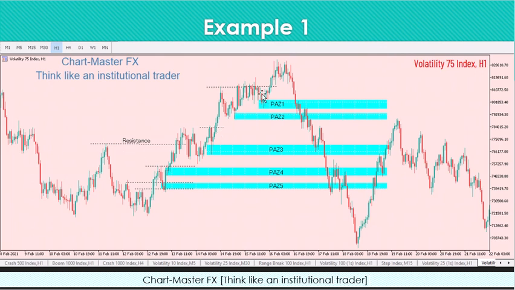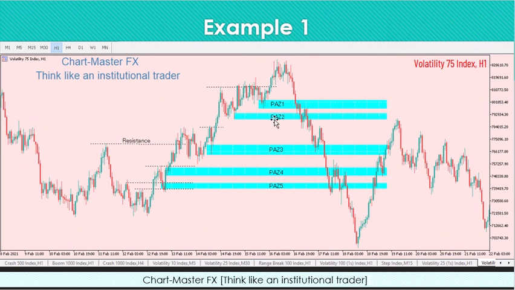what is a price action zone? A price action zone is basically an FTR or a flag limit. This is how you draw these price action zones. You start from the upside here, going down. This is how you draw your price action zone. Price action zone 1, 2, 3, 4, 5, etc.